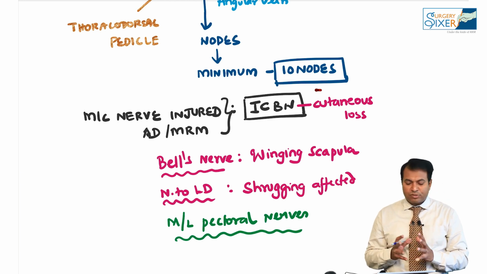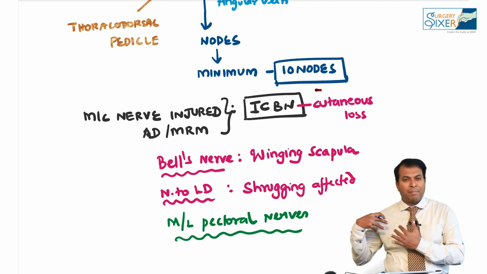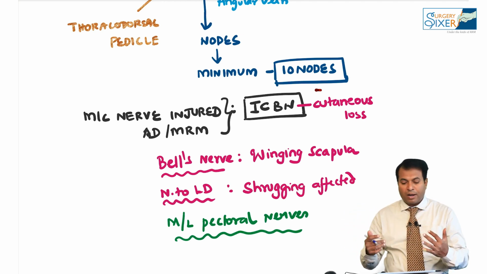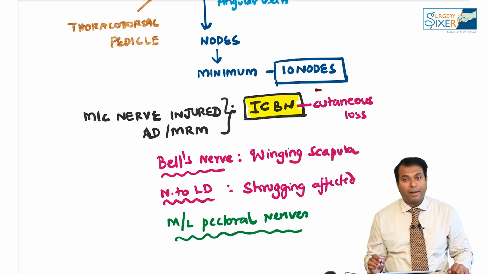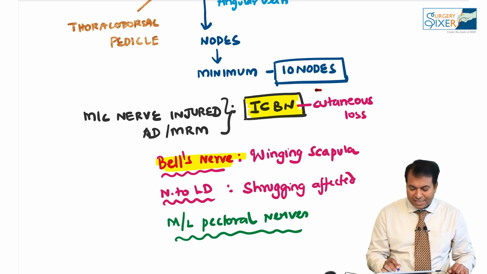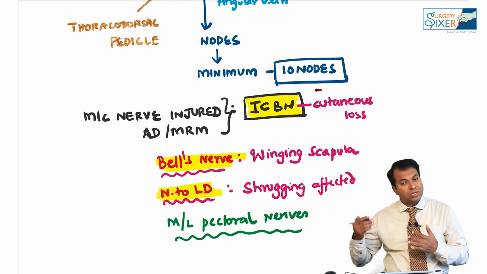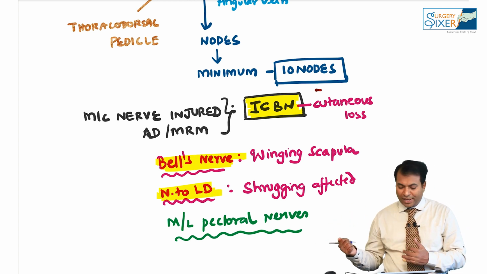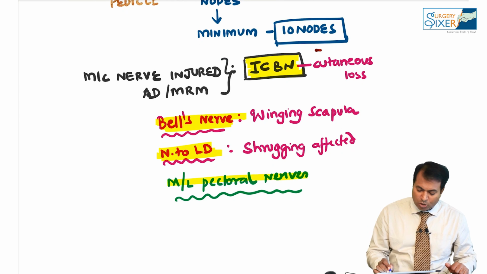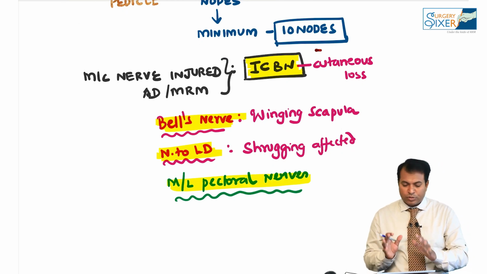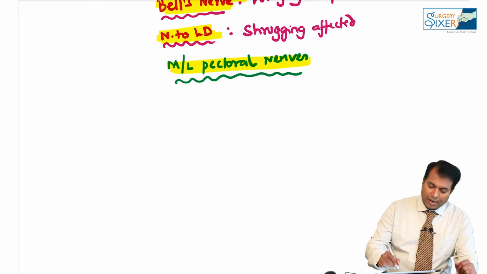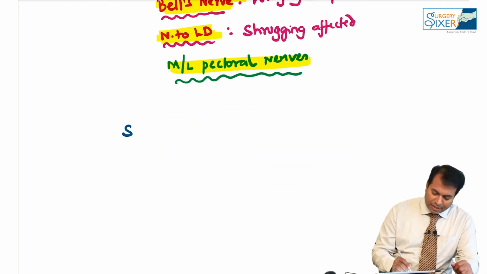So the various nerves which can be injured in an MRM and axillary dissection are: intercostobrachial nerve, a high expected MCQ, please don't forget. Bell's nerve causes winging scapula, nerve to latissimus dorsi injury causes shrugging of shoulder, and the medial and lateral pectoral nerves will also be injured. So this procedure is known as MRM. Now let me tell you the steps in MRM and complications following the MRM.